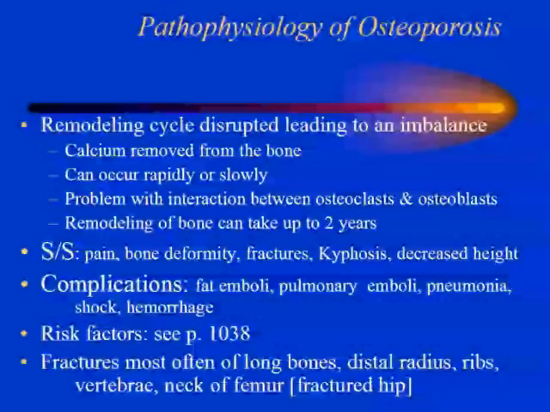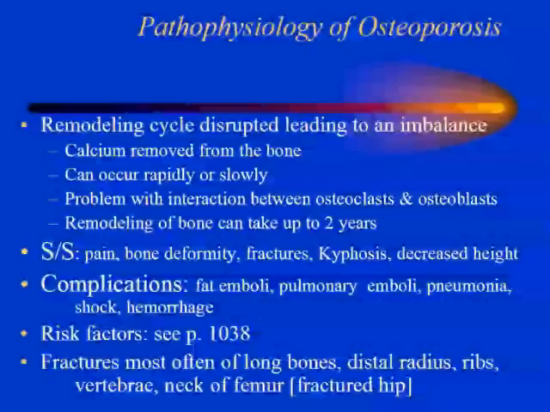Now, remember that we lose 0.3 to 0.5% of bone normally every year. And if you're menopausal, you can lose up to 1% every year, normally. So in this disrupted remodeling cycle, calcium is removed from the bone. This can occur rapidly or slowly. It's usually a problem with the interaction between your osteoclasts and your osteoblasts.